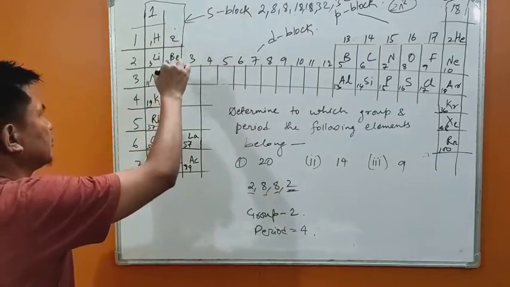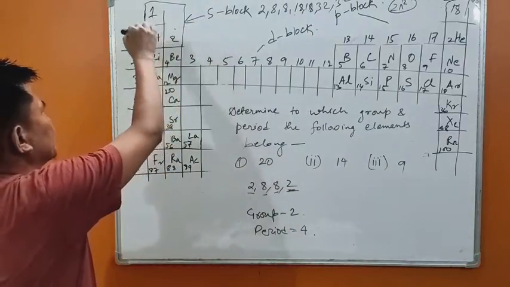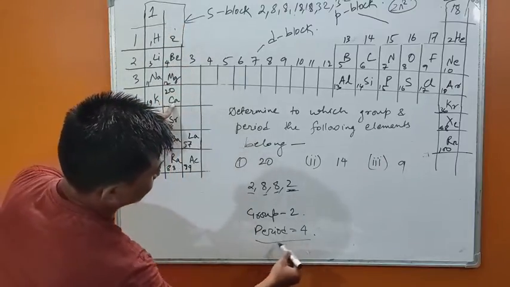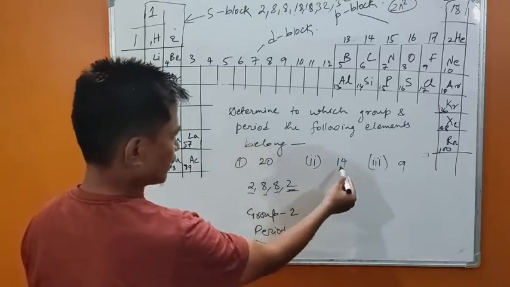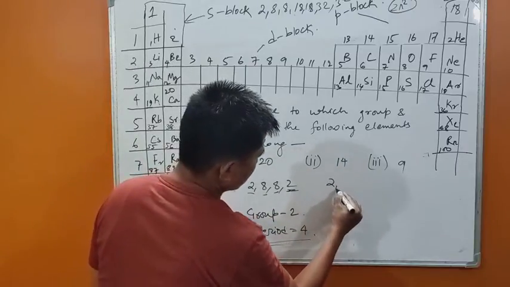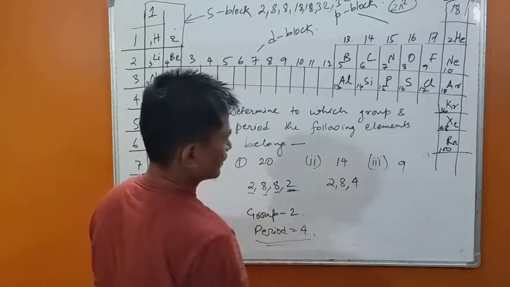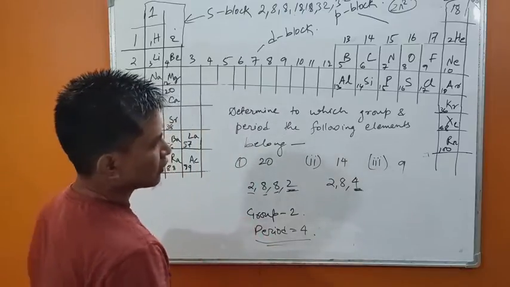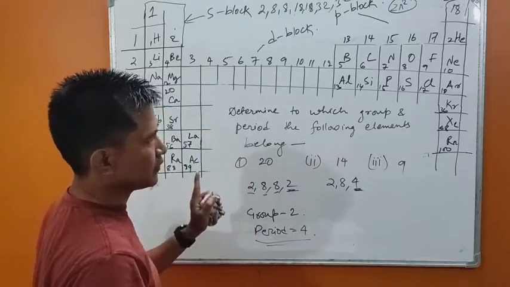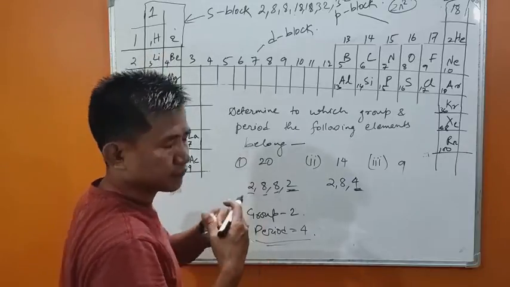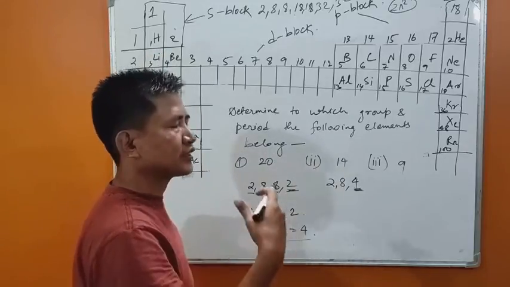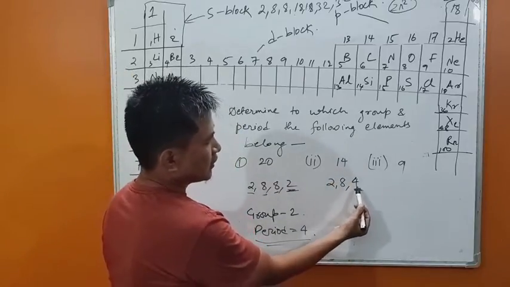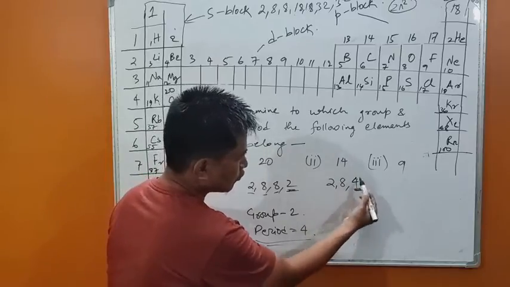This is period 1, 2, 3, 4. This is calcium, okay? Now let's check out this. 14. 2, 8, 10, 10, 4, 14, isn't it? So the outermost orbit contains 4 electrons. 1 and 2 will be the group 1 and 2. So if the number is more than 2, that is 3, 4, 5, then we have to add 10, isn't it? So 4 plus 10 is 14. This means this element belongs to group 14.